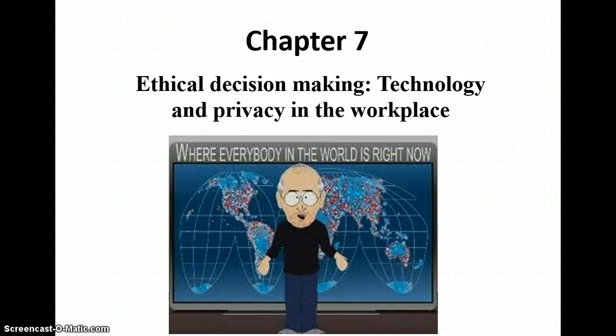You can see this is the character Steve Jobs, and he's standing in front of a map which says where everybody in the world is right now. So it's a funny joke suggesting that those who use Apple products are being tracked 24/7 by Apple.